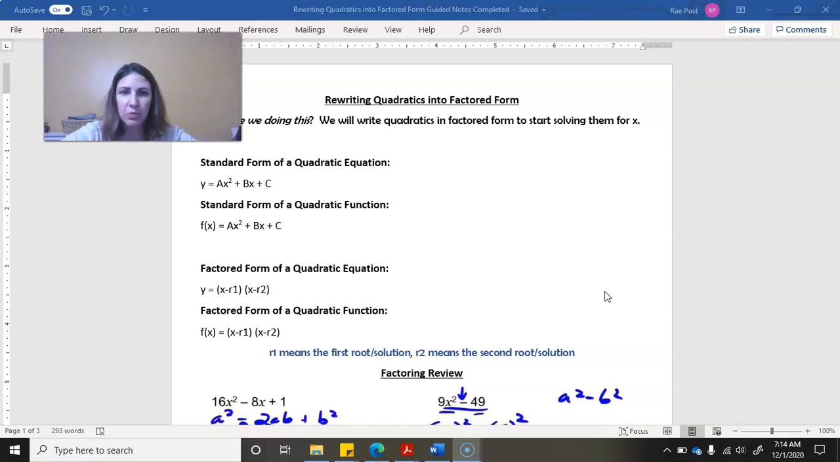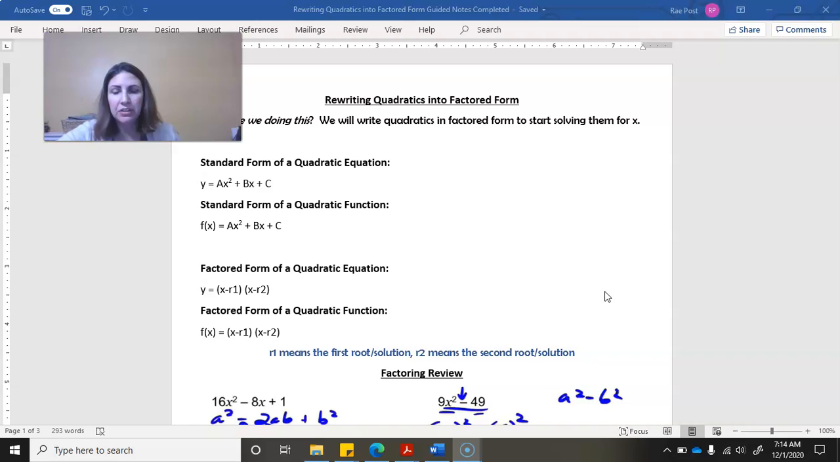So factoring is one strategy to solve for x, because isn't that really what we do in algebra? We just solve for x, right? And so we're going to start doing that tomorrow. But right now, let's just go ahead and get them in factored form, and then we can start solving them from there. Okay, so that's our mission for today.